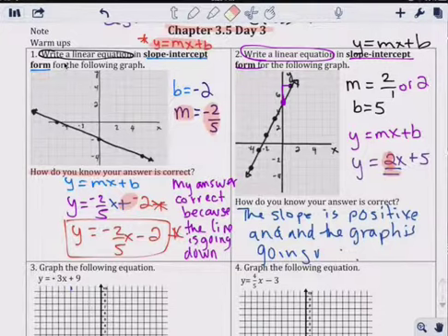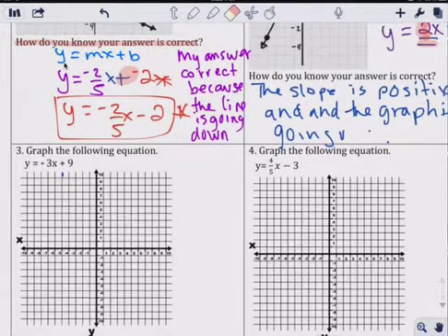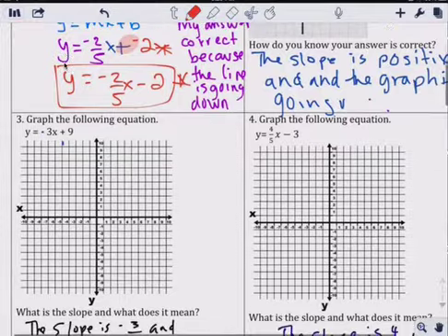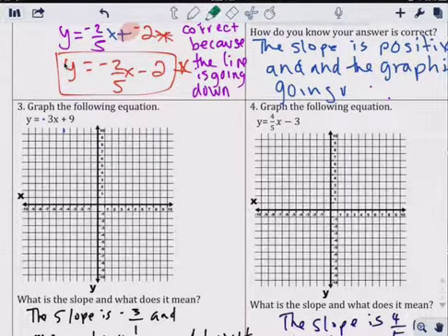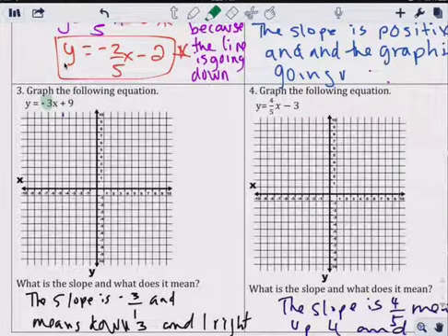Chapter 3.5, day 3. We did the first two problems in class. And here, graph the following equation. At the bottom it says, what is the slope and what does it mean? Make sure you answer. The slope is negative 3 over 1, and it means going down 3 and right 1.